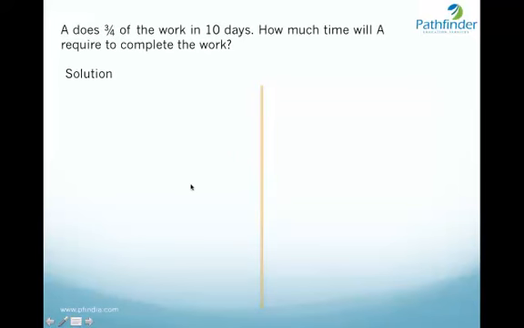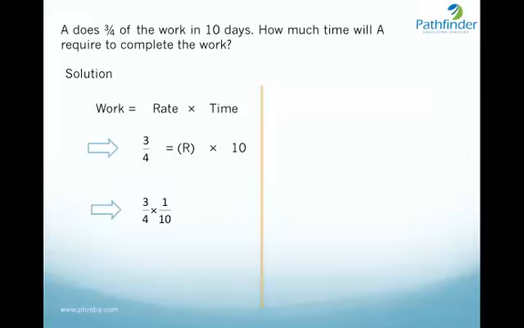So let us solve one basic question. A does 3/4 of the work in 10 days. How much time will A require to complete the work? Again, we have our basic equation, work is equal to rate into time. Now what is the work done here? The work done here is 3 by 4. The rate is not known, multiplied by 10 days required to complete 3/4 of the work. So we substitute the values in the equation, and on simplifying we get rate is equal to 3 by 4 into 1 by 10, which means the rate of work is equal to 3 by 40.